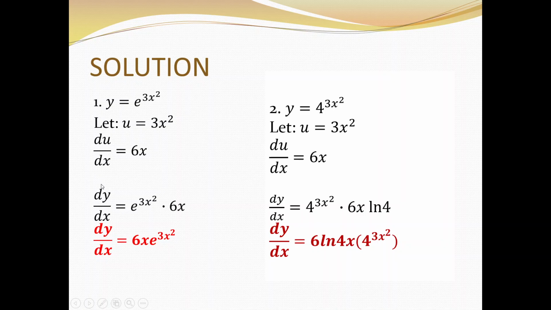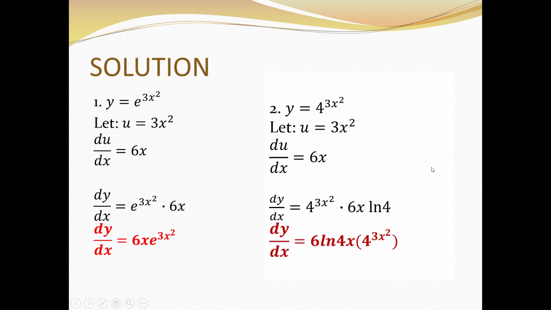And for the given function, the derivative of y with respect to x is now equal to e raised to u times the derivative of u. So this is simply e raised to 3x squared, and then to be multiplied by the derivative of the exponent u as 6x. Or we can also express our answer as the derivative of y with respect to x is now equal to 6x times e raised to 3x squared.